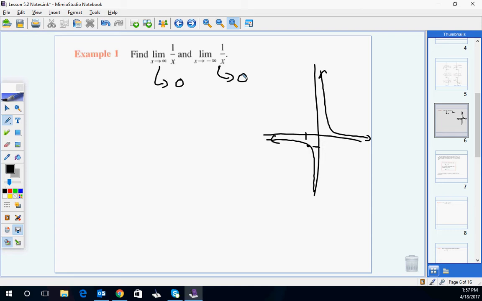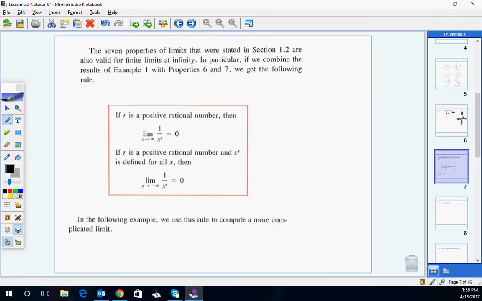Okay, so we already have that. The 7 properties of limits that were stated in section 1.2 are also valid for doing this, which we understand. And if r is a positive rational number, then, essentially for us, we just had 1 over x to the 1. All this is saying is whenever the bottom is growing faster, it's going to be 0. Whenever the bottom is growing faster, it's going to be 0. And then same thing for negative infinity. And we already actually did that.